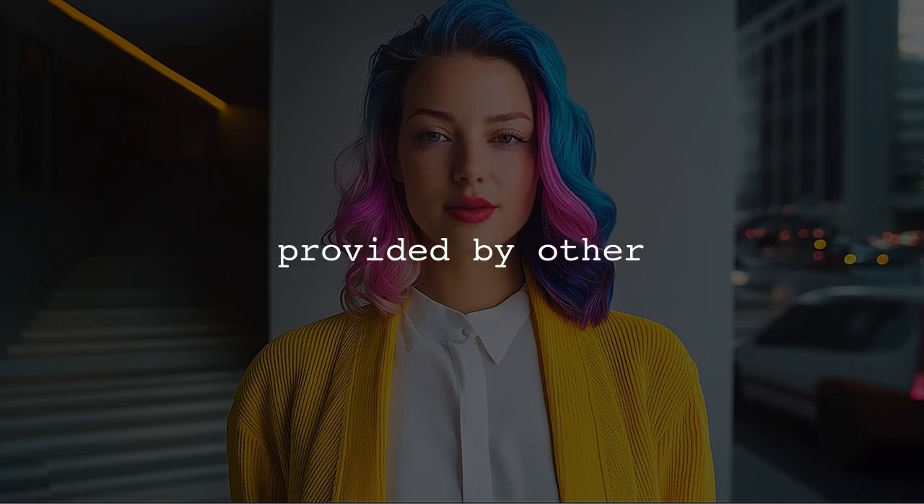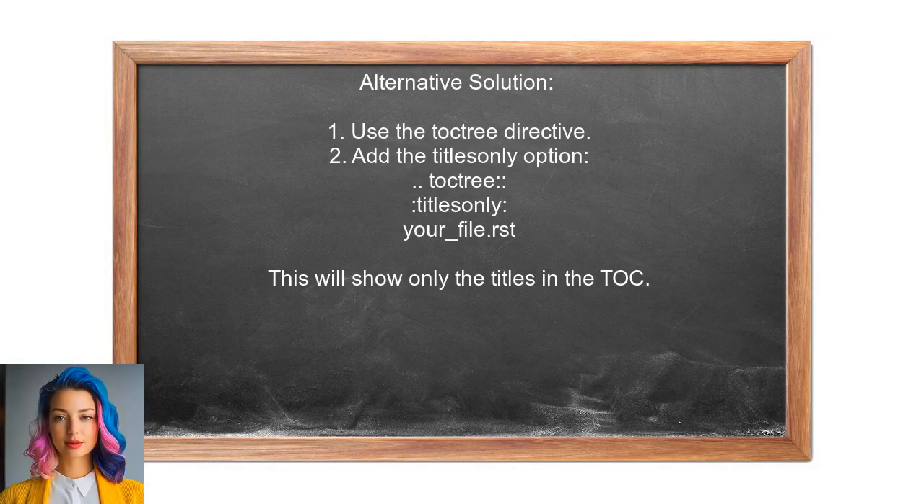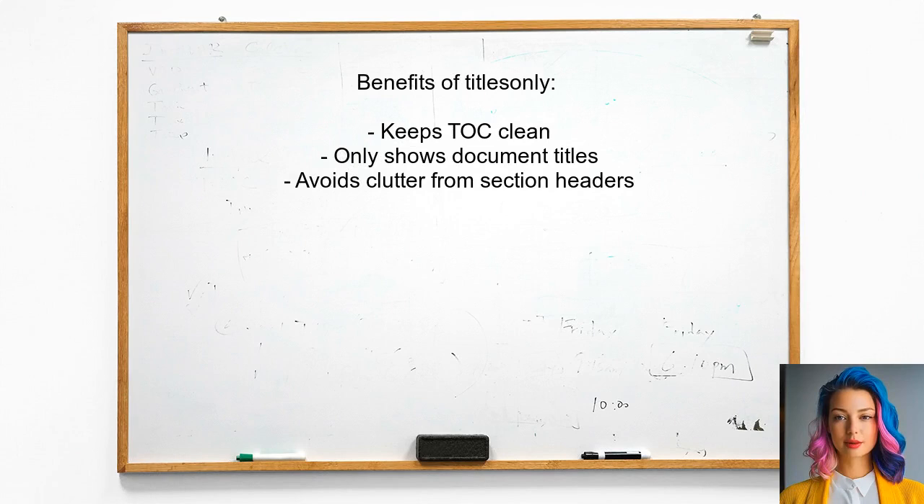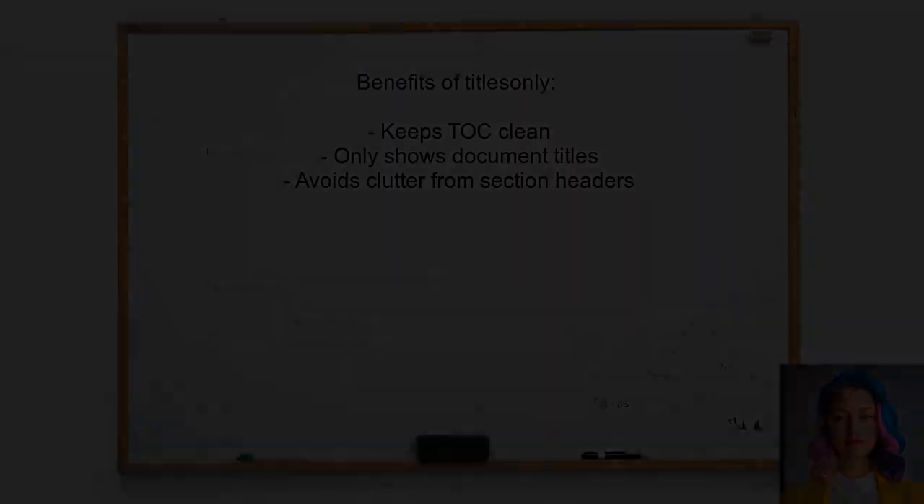Now let's look at the answers provided by other users. An alternative solution to your question is to use the TOC tree directive's title solely option. This allows you to include only the titles of your documents in the table of contents without displaying any section headers from those documents. By using the title solely option, you can keep your documentation organized without cluttering the table of contents with section headers. This is particularly useful for maintaining a clean and user-friendly navigation experience.